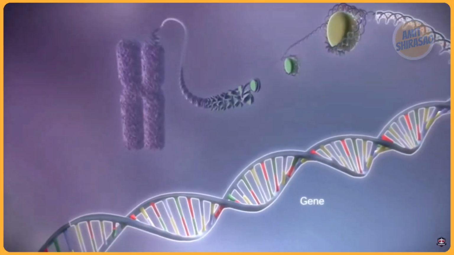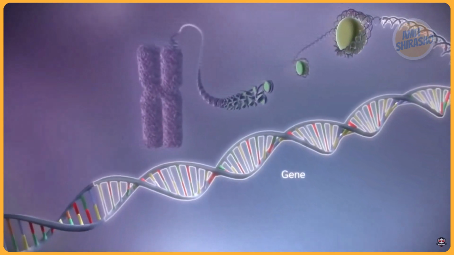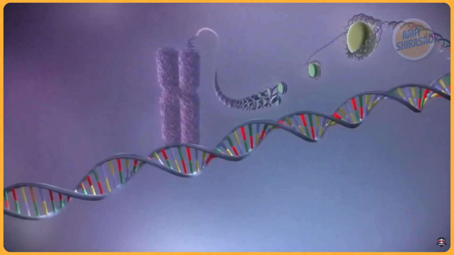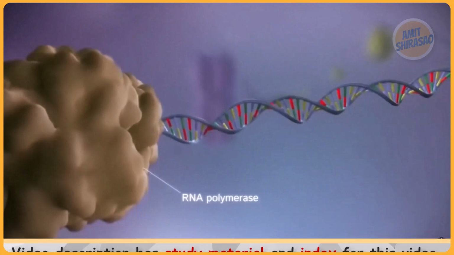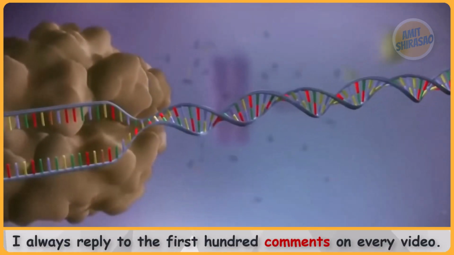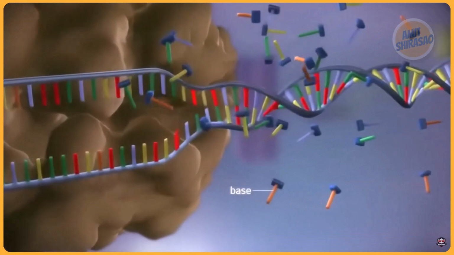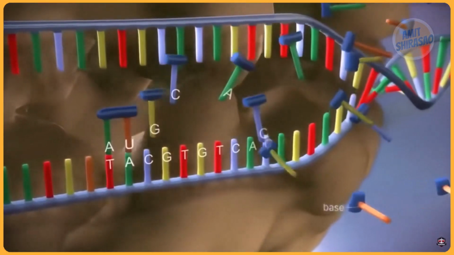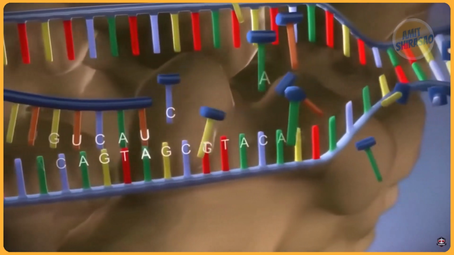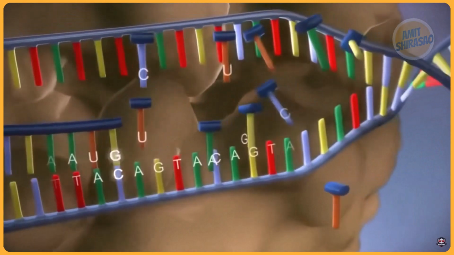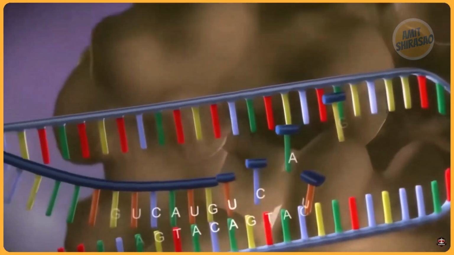Okay, now see this visualization. It will clear all your understanding about how protein synthesis happens. These genes contain the instructions for making proteins. When a gene is switched on, an enzyme called RNA polymerase attaches to the start of the gene. It moves along the DNA, making a strand of messenger RNA out of free bases in the nucleus. The DNA code determines the order in which the free bases are added to the messenger RNA. This process is called transcription.